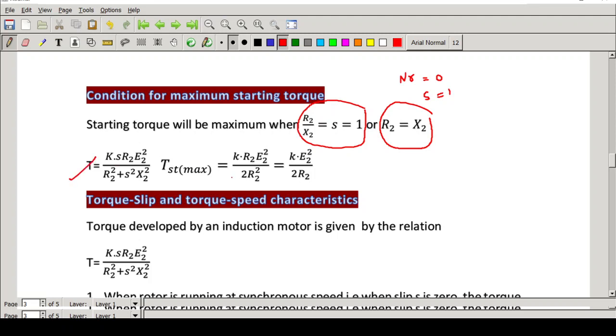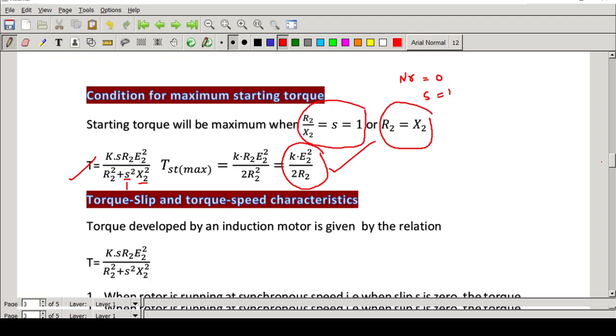So the same condition we can apply in the basic equation. So finally the expression we get is K into E2 squared by 2 R2. This will be the expression. And how did you get this expression? Here we are substituting R2 instead of X2 and instead of S I put it as 1. Okay, like that we can do.